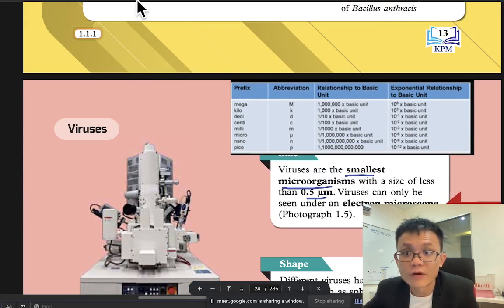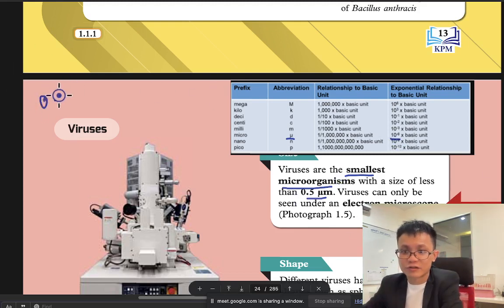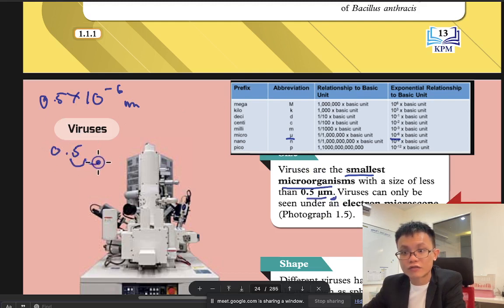Okay, so 0.5 µm means that µ is 10 to the power of negative 6. So for the virus, the size is 0.5 times 10 to the power of negative 6, which equals the size in meters. So negative 6: 0.5, 1, 2, 3, 4, 5, 6. So the dot will be at here.